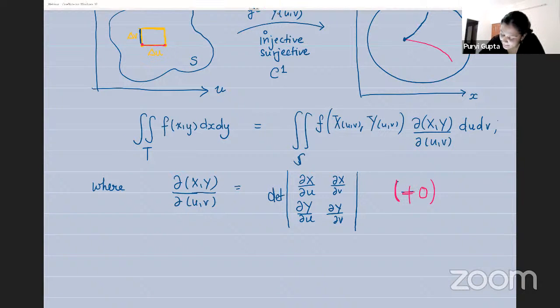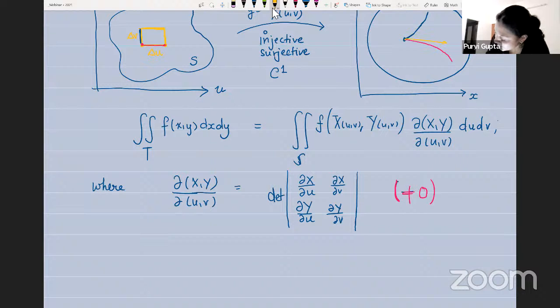Now, if I look at the tangent vectors to these lines, what is happening to these? If I look at this transformation, it is going to send you to a parallelogram at an infinitesimal level. So if I look at the tangent line over here and the tangent line over here, and now the area of this versus the area of this, then the factor that it gets multiplied by is exactly this.